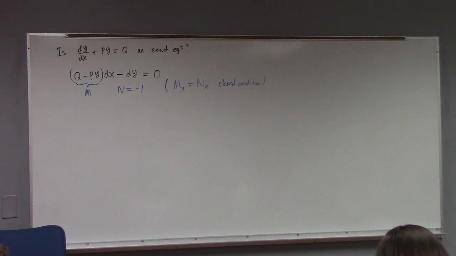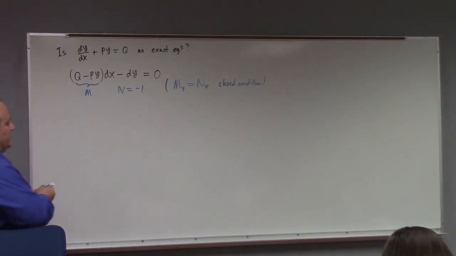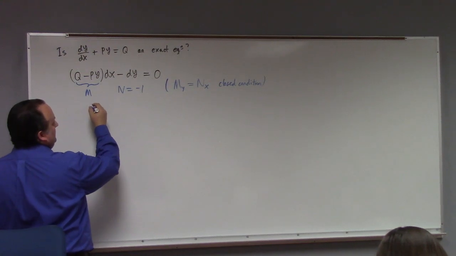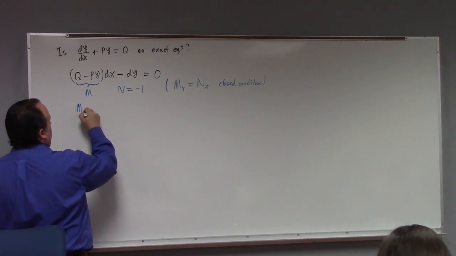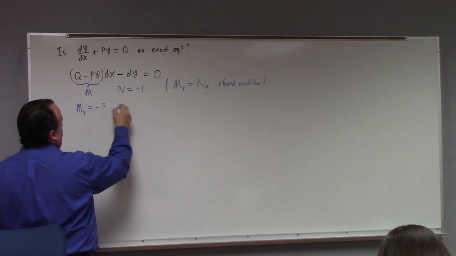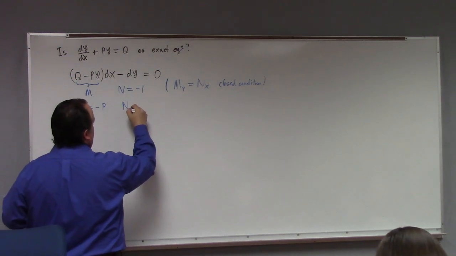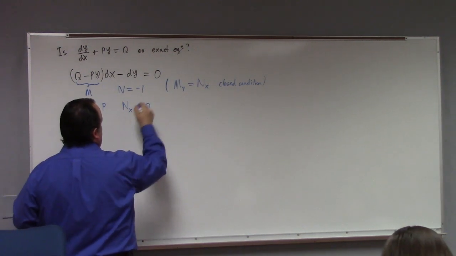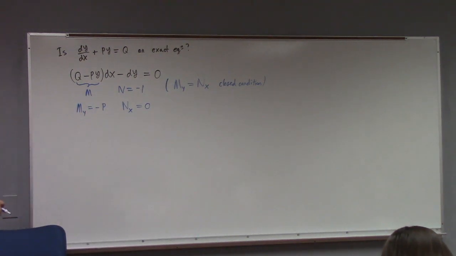So is it? What's the partial derivative of M with respect to y? What's that? Negative p, right? And the x derivative of N is 0. Oh man, well that didn't go well, right? So it's not an exact equation either, right? So this is neither separable nor exact. We need to find another way.